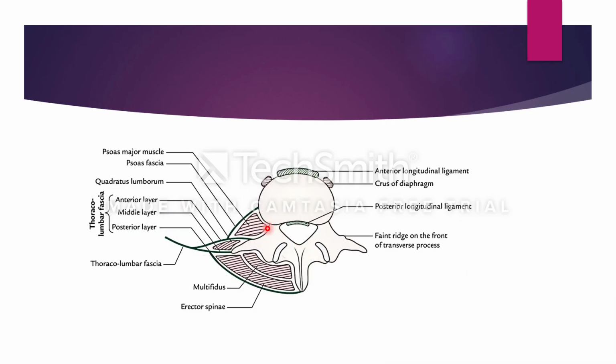See here, this is the body of the lumbar vertebra. This is the anterior longitudinal ligament, which is present on the anterior surface of the body. This is the posterior longitudinal ligament. These are the crura of the diaphragm.